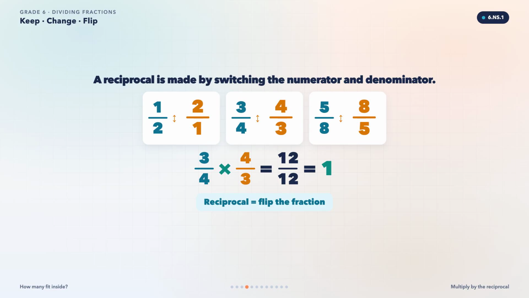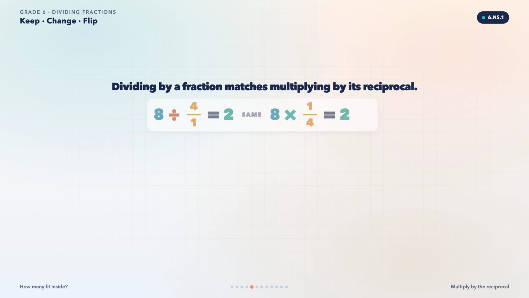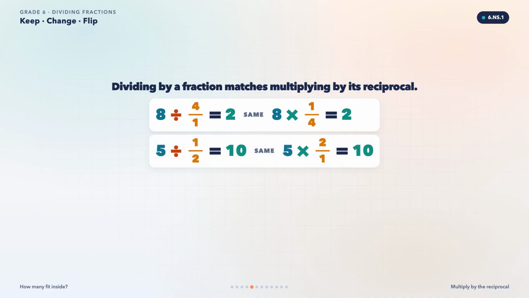And here's the key. When we divide, we only flip the divisor, the second number. Never flip both. Let's discover why that flip is useful. 8 divided by 4 equals 2, and 8 times 1/4 also equals 2. Same answer. 5 divided by 1/2. How many halves fit in 5? 10. And 5 times 2, the reciprocal of 1/2, also equals 10.